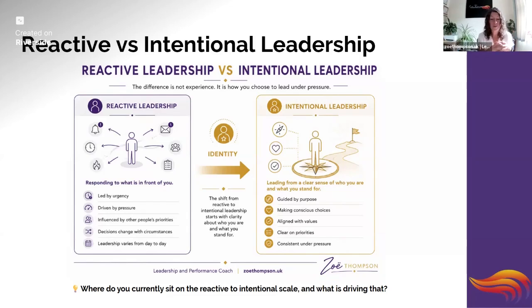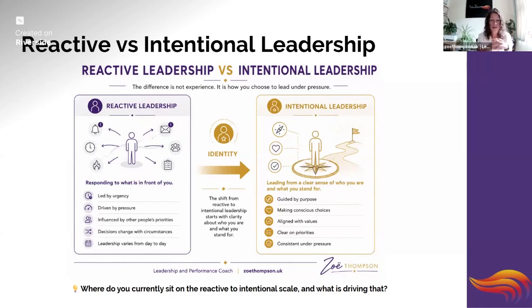You'll be more aligned with your values, if not fully aligned with your values. You'll be very clear on your priorities, the tasks, and the activities that you are accountable and responsible for. You'll be consistent under pressure, which makes it much easier for your team.